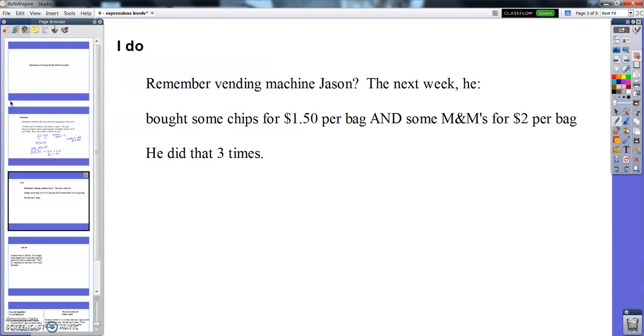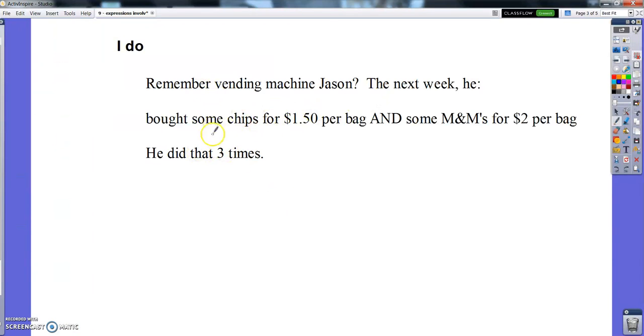So let's go back to vending machine Jason. He made 6 trips to the vending machine in yesterday's lesson. So let's say this. The next week, he bought some chips for $1.50 a bag. Don't know how many. And he bought some M&Ms for $2 a bag. Don't know how many. And he did that 3 times.